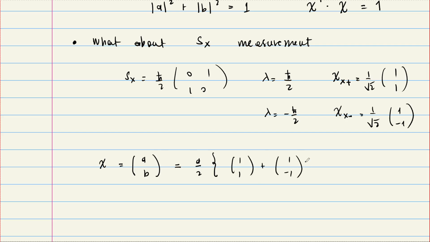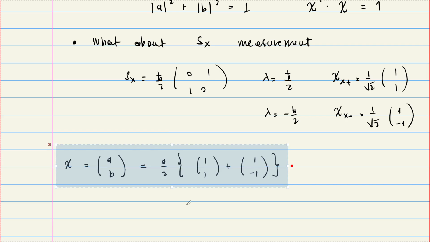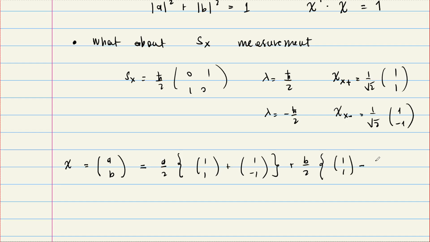Now I have the upper row, and B over 2 times 1, 1, minus 1, minus 1. Now I have the lower. So just check. 1 plus 1 is 2. That 2 is going to cancel this, and I'll get A. And 1 minus 1 is 0. 1 minus 1 is 0. 1 minus minus 1 is 2, and that 2 is going to cancel, and I have B.